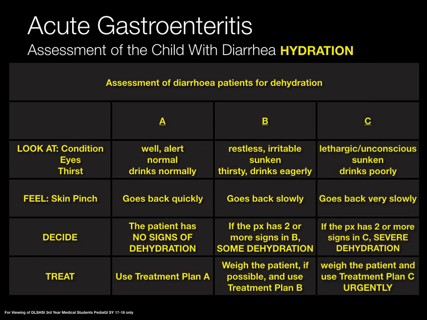For C, the patient is lethargic or unconscious, with sunken eyeballs, and drinks poorly or not at all. The skin pinch goes back very slowly. If the patient has two or more signs in column C, decide that this patient has severe dehydration. Weigh the patient and use treatment plan C urgently.